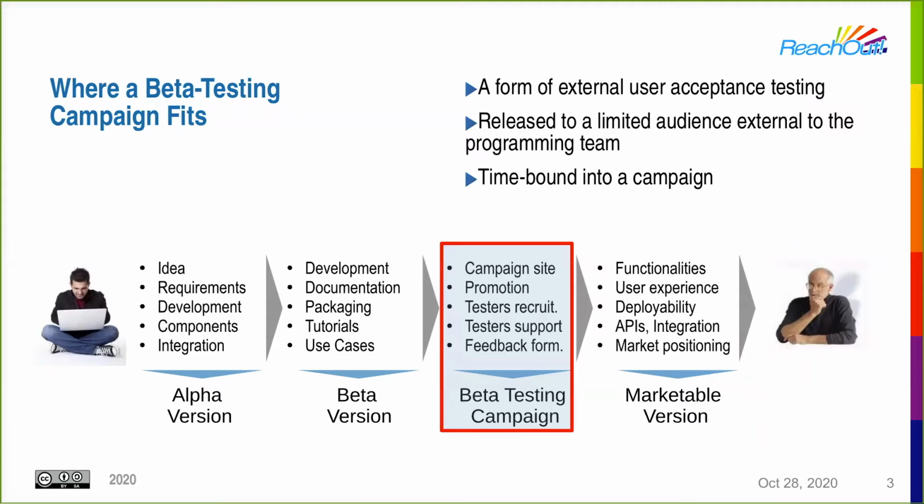Beta testing, we think, is the key phase in the software development cycle. After the initial development, often called the alpha version, a beta version comes, and this beta version is by definition ready to be tested by external users over some short period of time. This is what a beta testing campaign is about.